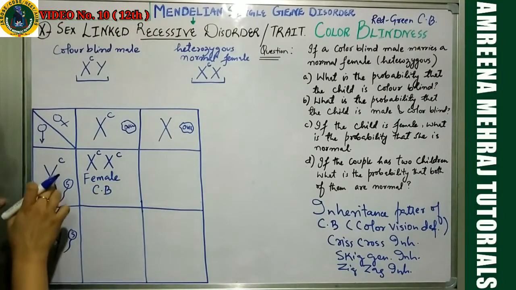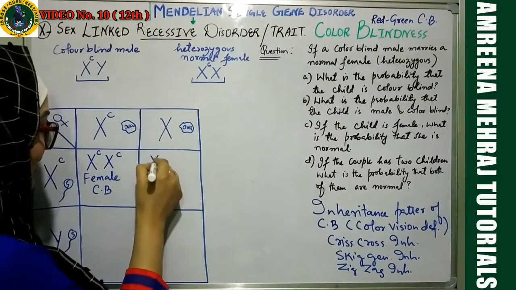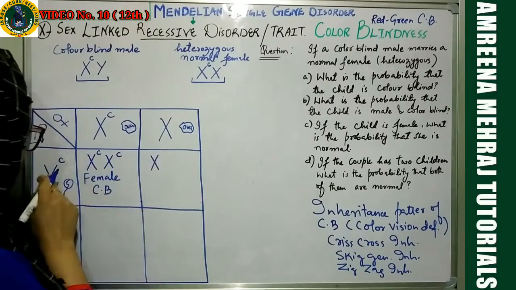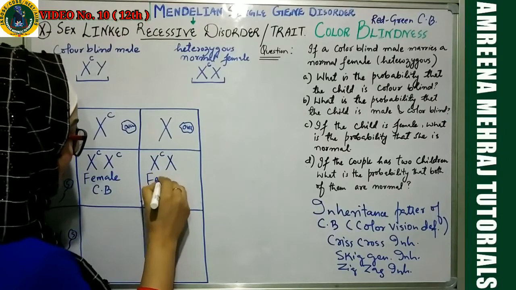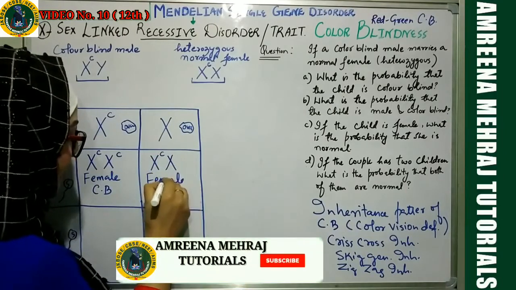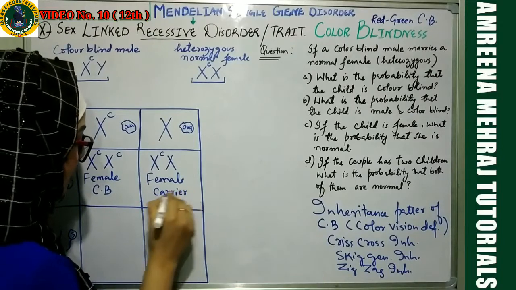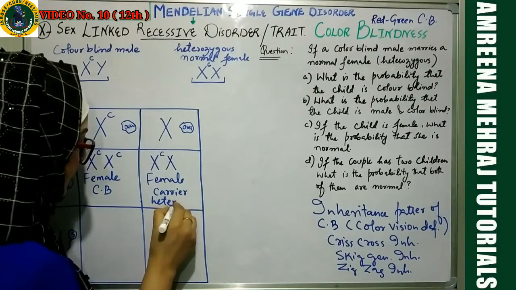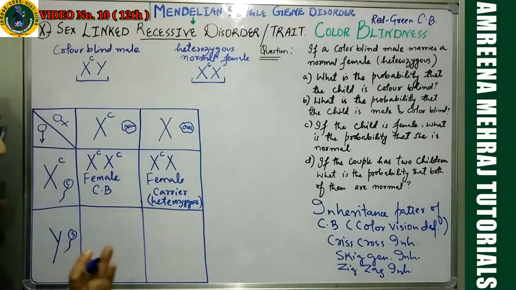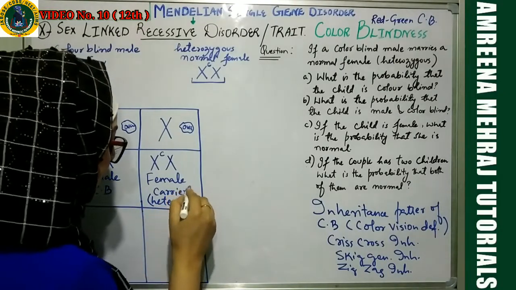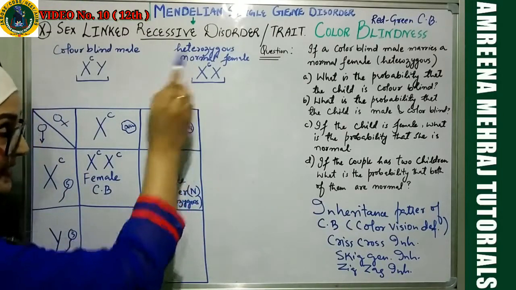Clear? If this sperm fertilizes this type of ovum, the product will be over here. So we'll have X normal and this X defective, X^C, X normal. Again, she will be a female, clear from the genotype, and she will be a carrier. That means she will be heterozygous, but she will not be colorblind. She will be normal, but we have to remember the fact that she is a carrier. She is heterozygous like her mother.